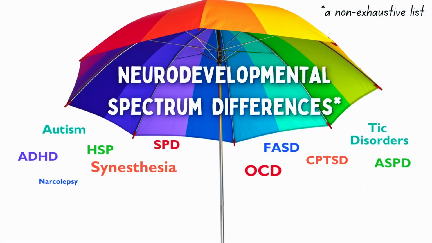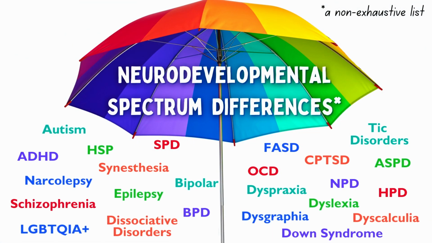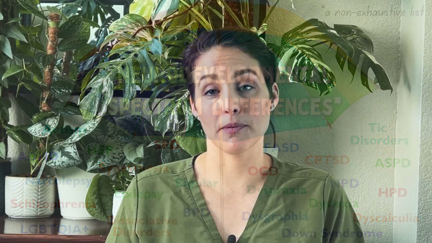This is my rendition of an image that I've seen in a few different places, and I really like the way that it presents the topic of neurodivergence. Usually the title is something like the Neurodivergent Umbrella, but I titled this one Neurodevelopmental Spectrum Differences because that's the terminology I personally like to use when I explain my perspective on this subject.